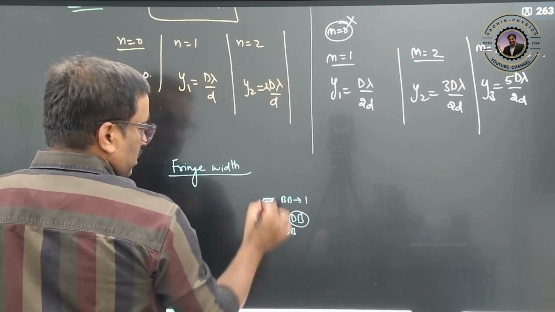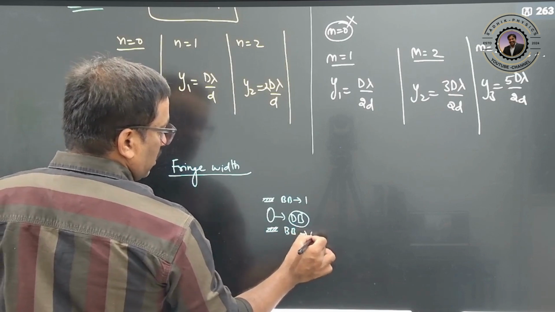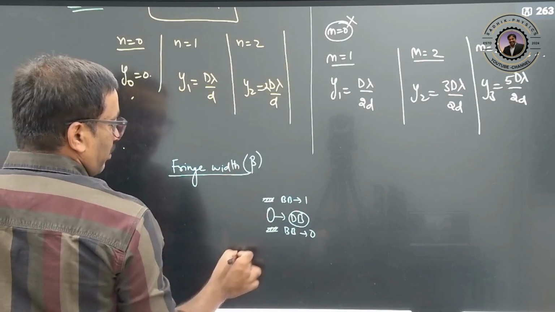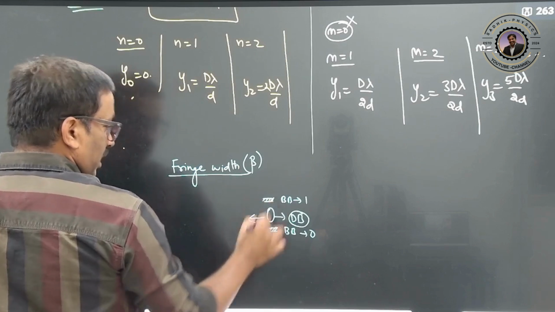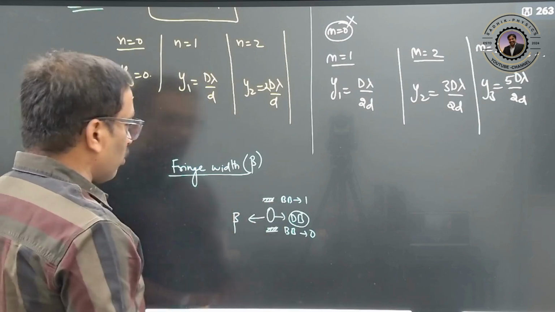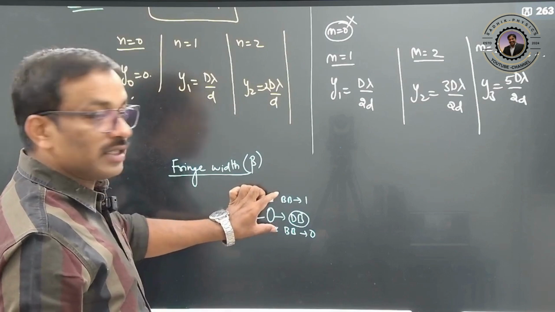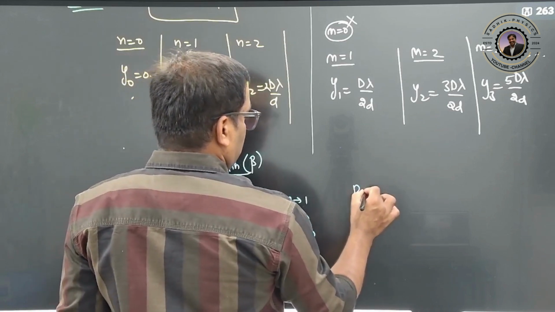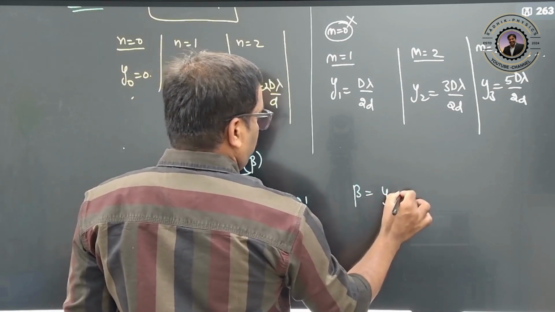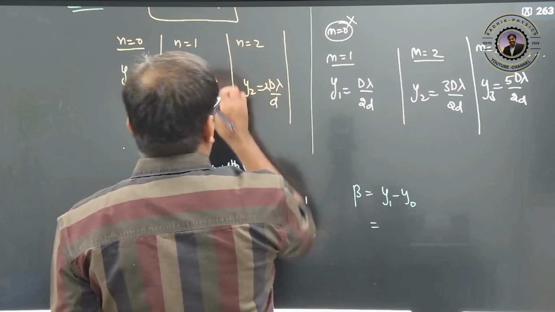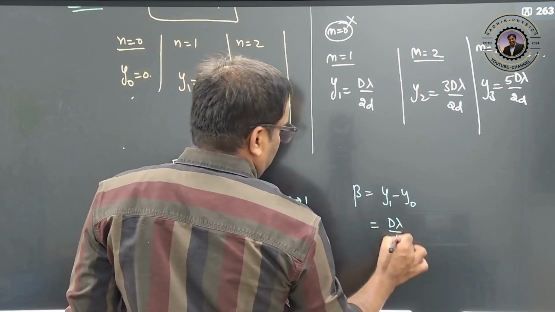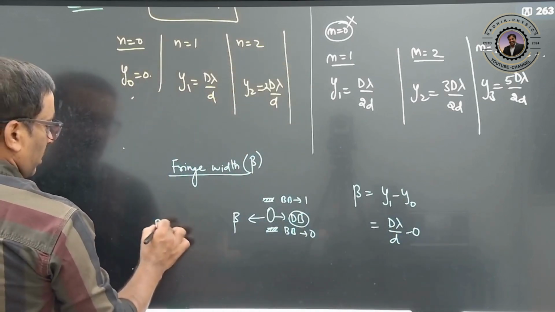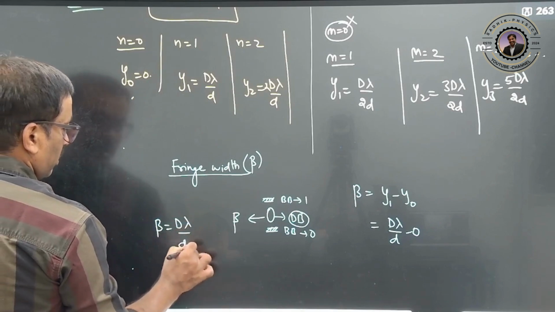So this distance you can write down, therefore y is 0. So this distance is nothing but our fringe width, denoted as beta. So the length of this one is nothing but beta. How to calculate it now? The distance between two consecutive fringes. Therefore, beta is nothing but y1 minus y0. So y1 is how much now? Dλ by d minus 0. So therefore fringe width we can rewrite as Dλ by d.